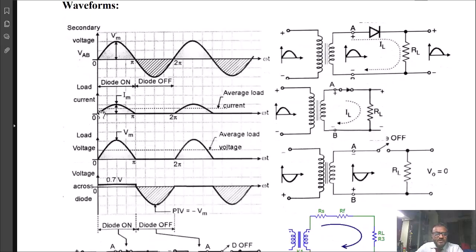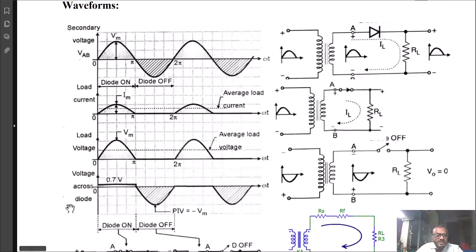Therefore, the wave shape of the load current is the same as the wave shape of the load voltage. Now, in the second half from pi to 2 pi of the secondary voltage, VAB is negative, and therefore the diode will be in reverse bias and acts as an open circuit, so there is no voltage across the load, therefore VO is 0. So during the negative half cycle from pi to 2 pi, load voltage as well as load current will be 0.